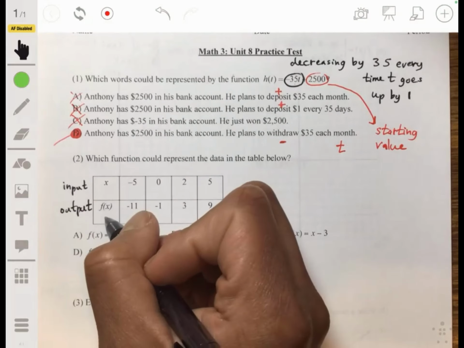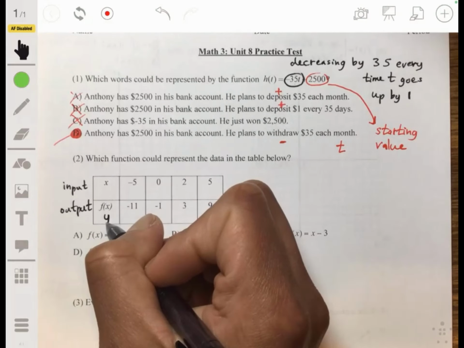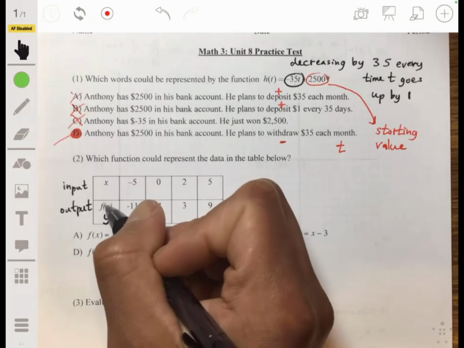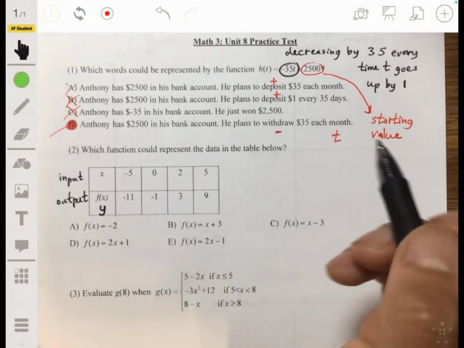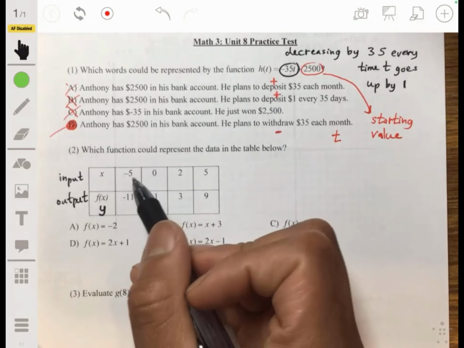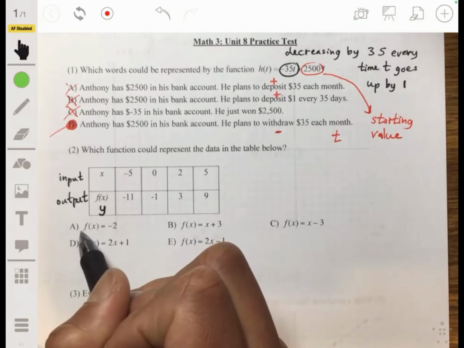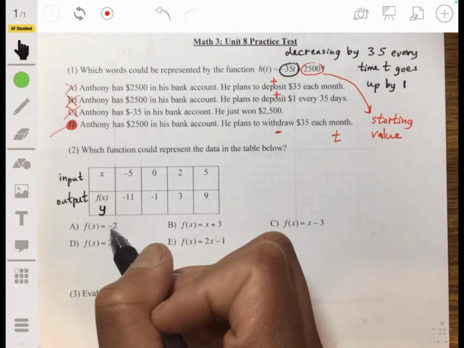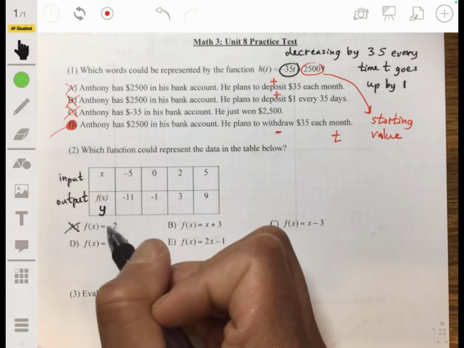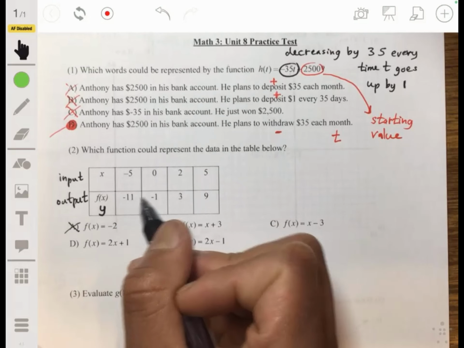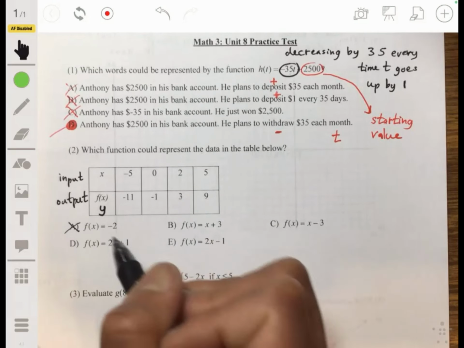Usually we'll use y as the output as our variable, but f of x and y mean the same thing. Okay, so let's look at which one would make sense. Answer A says f of x equals -2. This is not going to be the answer because it's saying that the output is always -2. It's not always -2 because you can see it's different. So it's not going to be A.